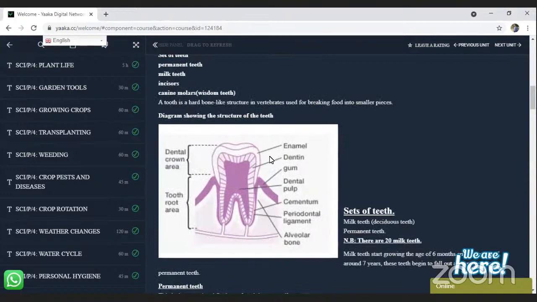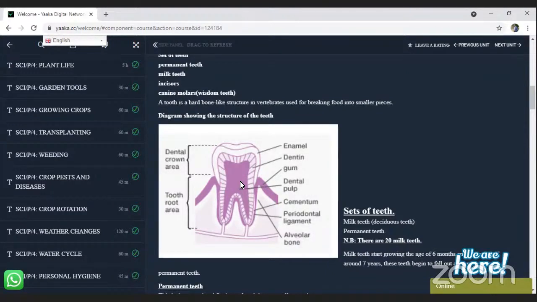The enamel is the hardest part of the tooth. After the enamel, you will have the dentine. This dentine is the part that grows to replace this enamel. As the enamel wears out, the dentine grows and replaces the enamel. Then this red part here, this is the pulp cavity. The pulp cavity contains the blood vessels and then the nerve endings. When we continue in front, we shall get to see the blood vessels. The blood vessels are found inside the pulp cavity.